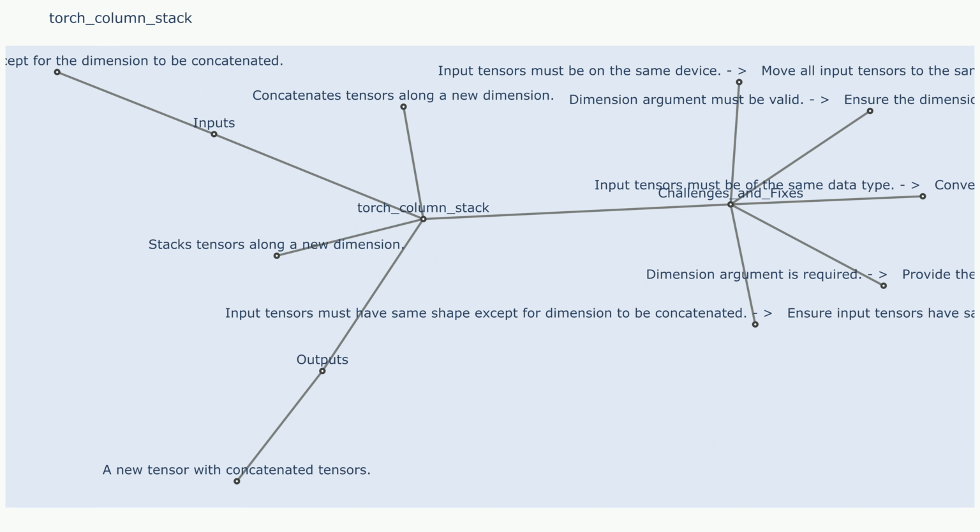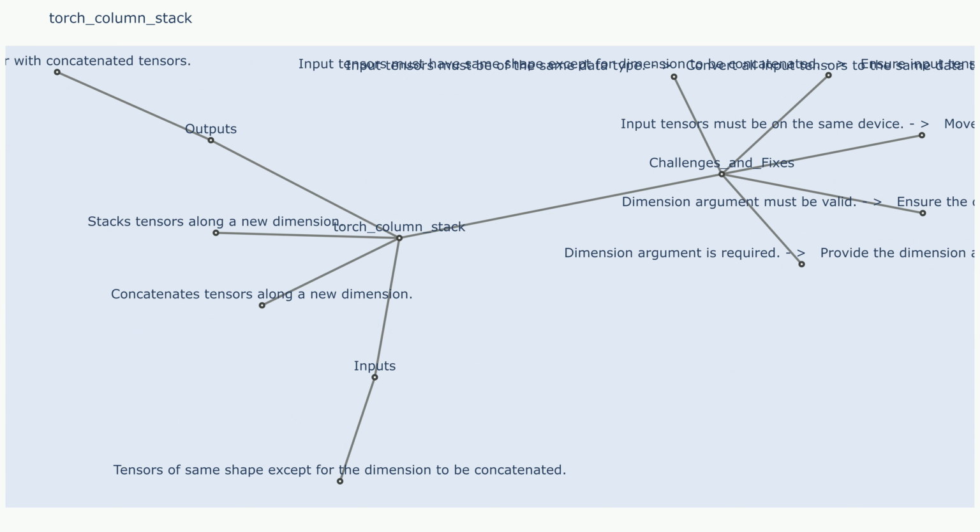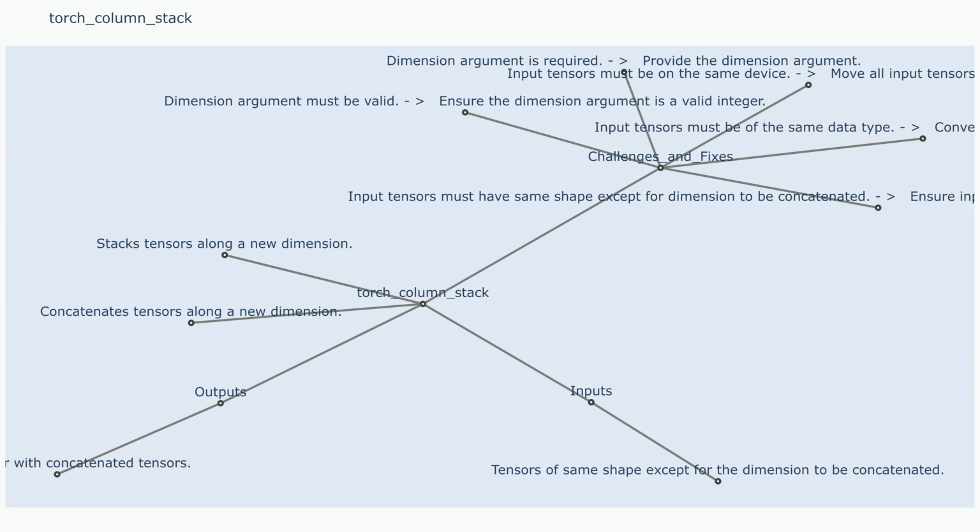Challenge 2: input tensors are not 1D or 2D. Sample use case: torch.column_stack(torch.tensor([1, 2, 3, 4])). Fixes: ensure all input tensors are either 1D or 2D. Use torch.reshape or torch.squeeze to modify the dimensions of the input tensors.